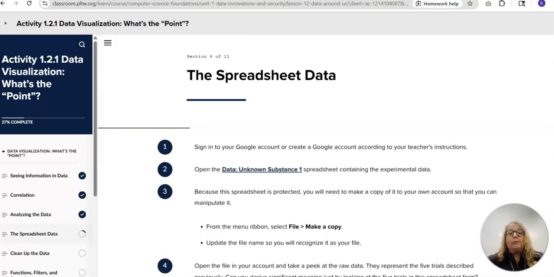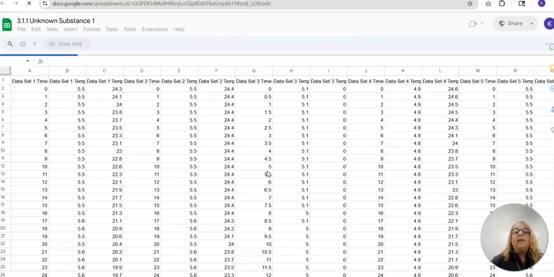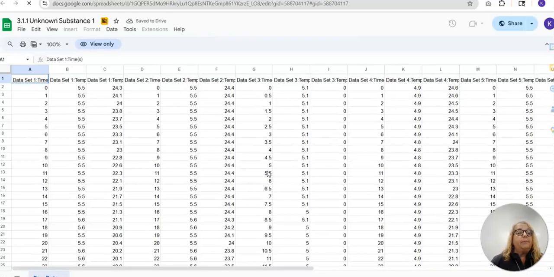Now, the nuts and bolts. We're looking at the spreadsheet data. Sign into your Google account or create a Google account according to your teacher's instructions. Just sign in using your eSACS information and have Google up. Open the Data Unknown Substance spreadsheet containing the experimental data. So when you click on this, it should open if you're in Google.